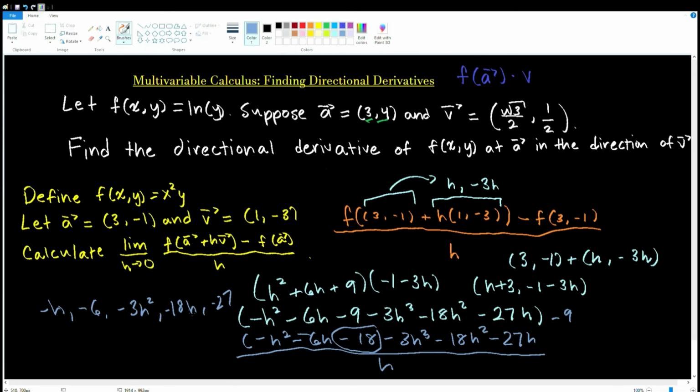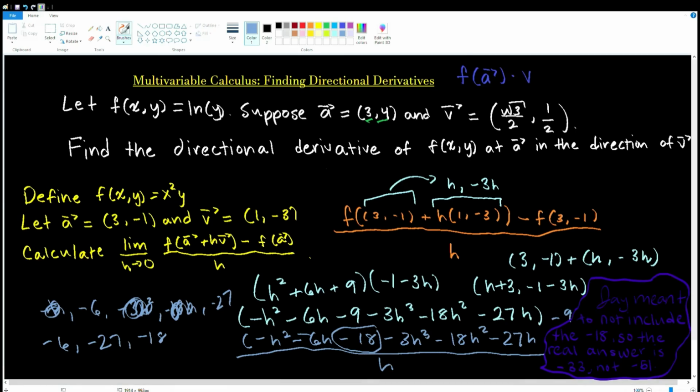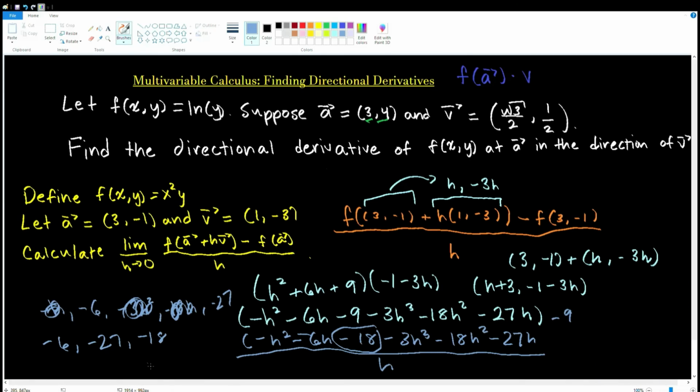So now we can cancel anything that has an h. We don't need this, we don't need this, we don't need this. So we're just left with negative 6, negative 27, and this negative 18 we had over here. If we add them all up together, we would get 6 plus 27, 33. 33 plus 18 is 51. So we get negative 51 as our answer.